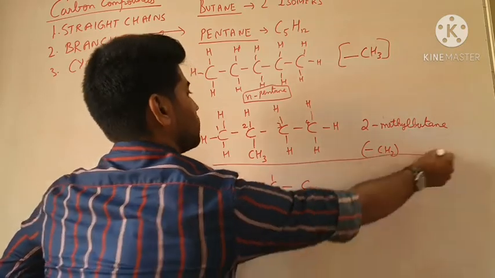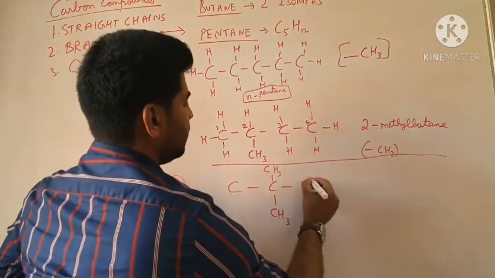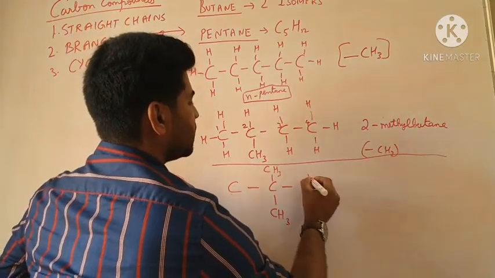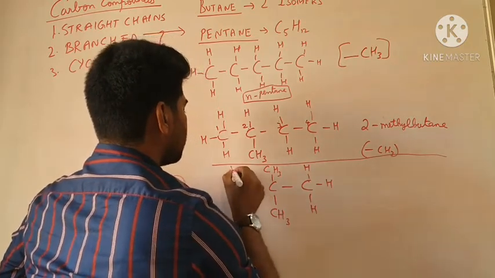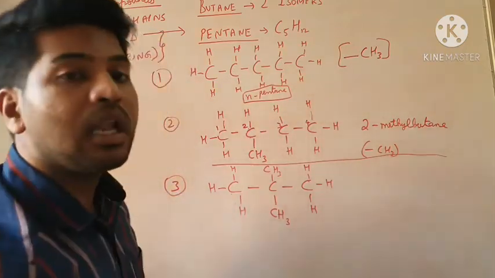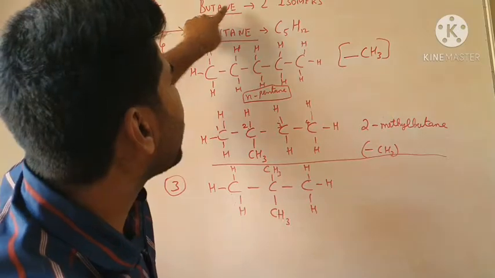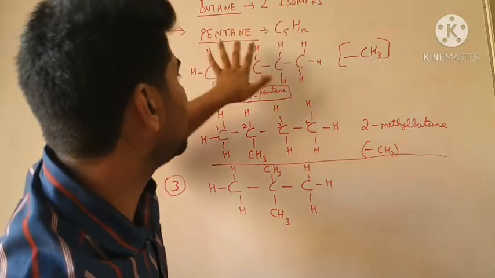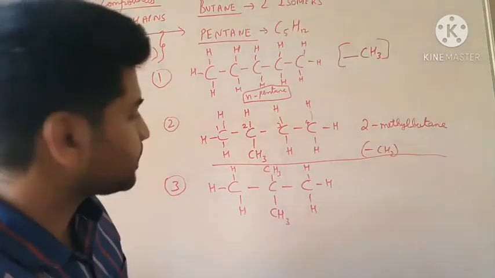So we can add it like this, and finally fill up the valencies by adding hydrogen. So this is another possible structural isomer of pentane. Butane has 2 isomers possible, whereas pentane has 3 possible isomers.